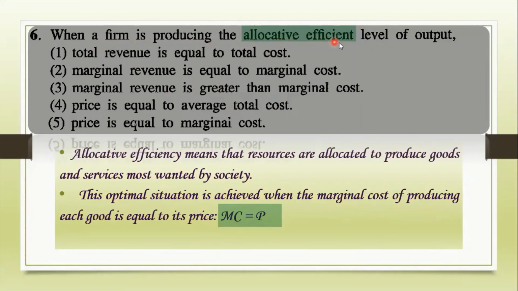When a firm is producing the allocative efficient level of output, total revenue is equal to total cost. We don't discuss TR and TC. We discuss that marginal cost should be equivalent to the price. Then marginal revenue is equal to marginal cost. And second one, marginal revenue is equal to marginal cost. We will keep this one to find the most appropriate one. Third one, marginal revenue is greater than marginal cost. No. Price is equal to the average total cost, P equals ATC. This one also won't come. Price is equal to marginal cost. See here, price should be equal to the marginal cost. Therefore, this one is correct. Then we can't take this one also. Then the answer is the fifth one: price is equal to marginal cost.